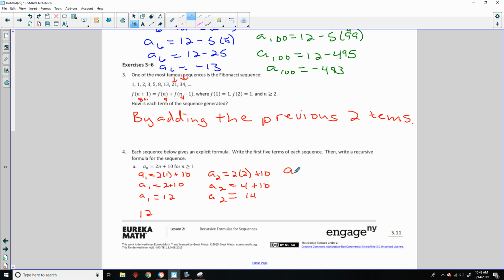My third term, a sub 3 equals 2 times 3 plus 10. So a sub 3 equals 6 plus 10. So a sub 3 equals 16. Okay, so now I have 12, 14, 16. Well, if I keep doing that, all I'm doing is taking multiples of 2, so that adds 2 to 10 each time. So my first term is 12, my second term is 14, 16, 18, 20. There's my first 5 terms.